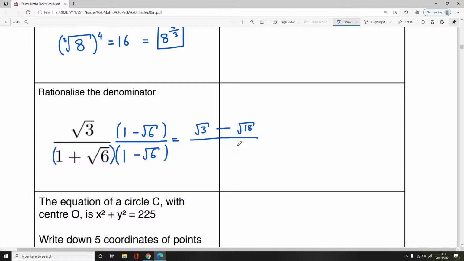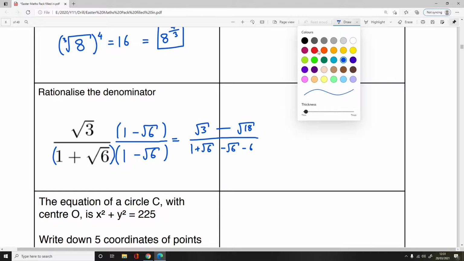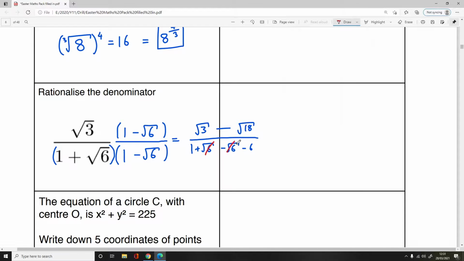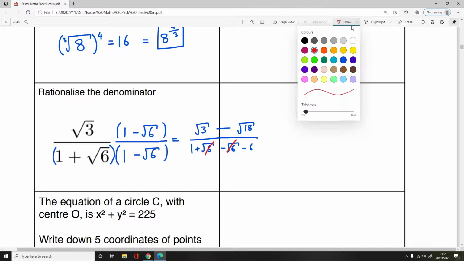And the bottom of this, so this is a difference of 2 squares on the bottom. So you can actually cheat and go straight to almost the answer, which is going to be 1 squared, take away root 6 squared. But let's actually show it in full this time. So we'll have 1 plus root 6 minus root 6 minus 6. And the good thing about that is the middle bits will cancel out. So as I said, you'll get 1 squared, take away root 6 squared, which is just 6.